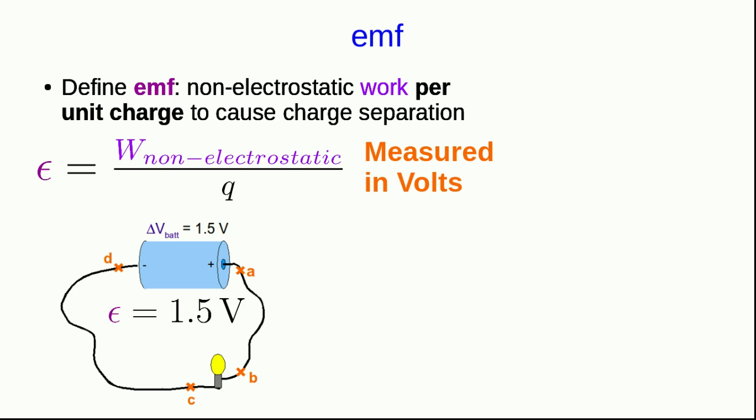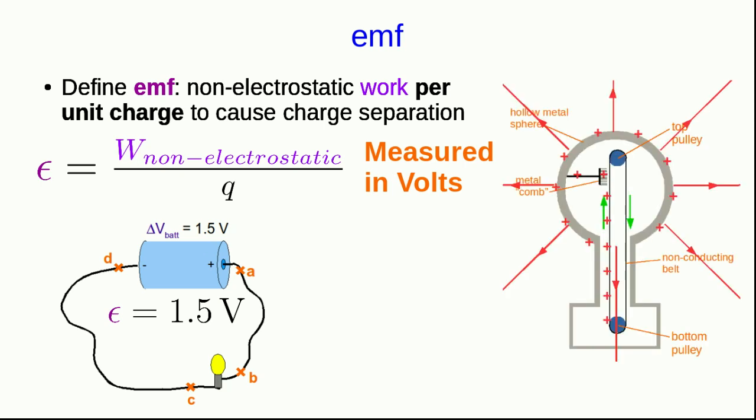And so if we have a battery bringing charge up a potential difference of 1.5 volts, then if it's an ideal battery, its EMF would be 1.5 volts. Note that you can talk about an EMF for something like a Van de Graaff generator as well, because it's transporting charge through a potential difference by doing non-electrostatic work, and so you can find an EMF as the non-electrostatic work per unit charge for it as well.